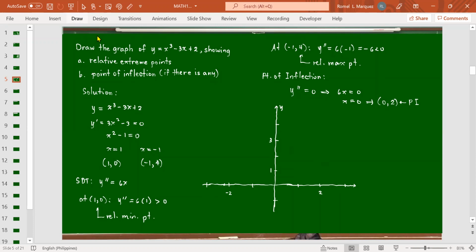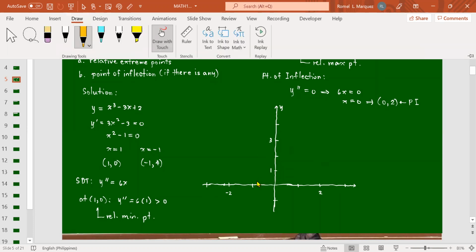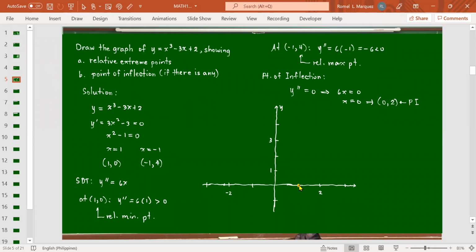Let's now plot. (1, 0) here. This is a relative min, no? (-1, 4), somewhere here. This is a relative max, so it's like this. For the point of inflection, we have (0, 2) here. So this is where the concavity will change direction.